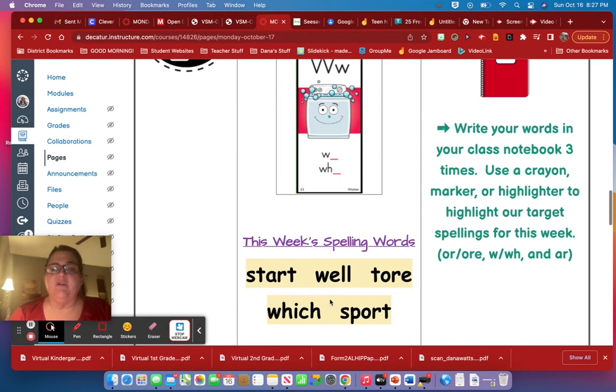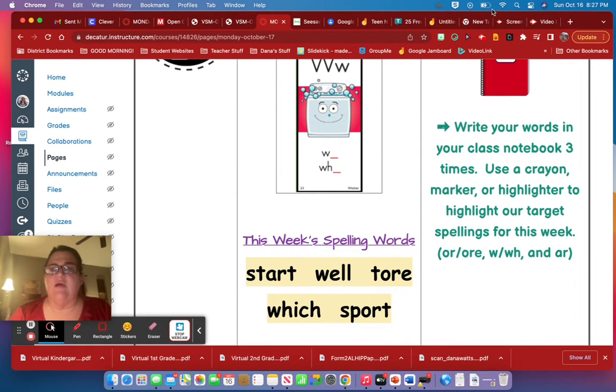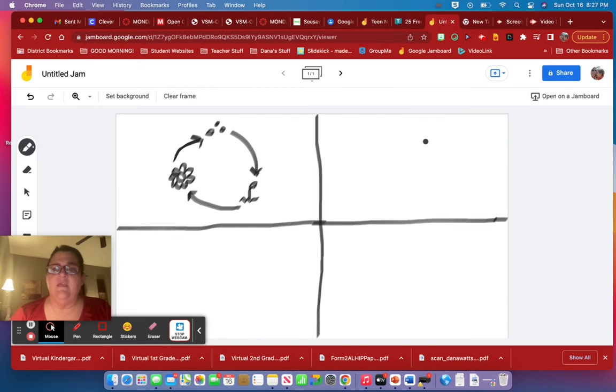Okay, so what we're going to do is we're going to go back to our paper. And I think we'll probably use a couple of these boxes. So let's use one box and put OR on one side and AR on the other.